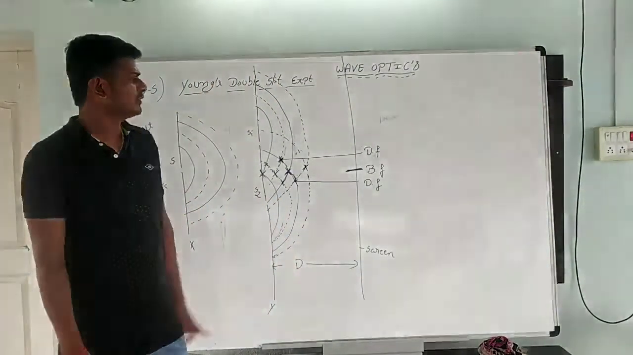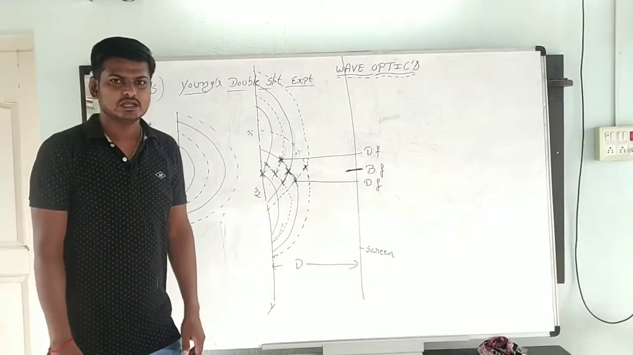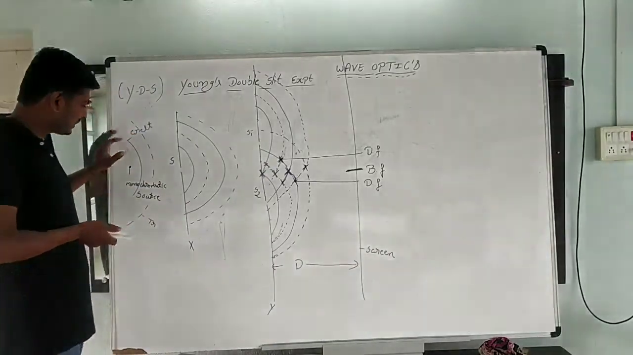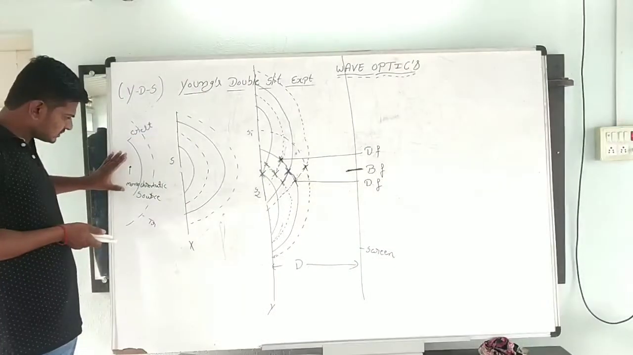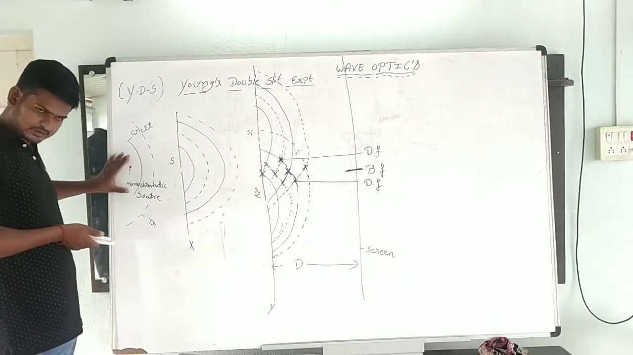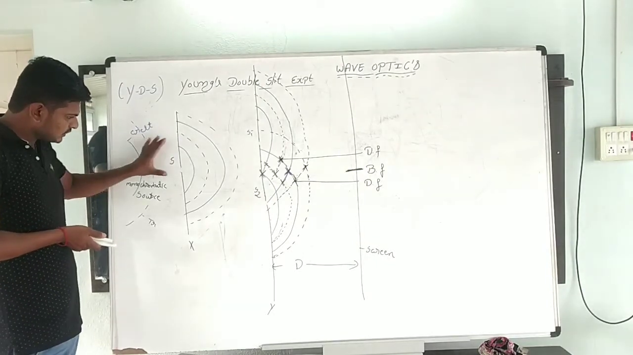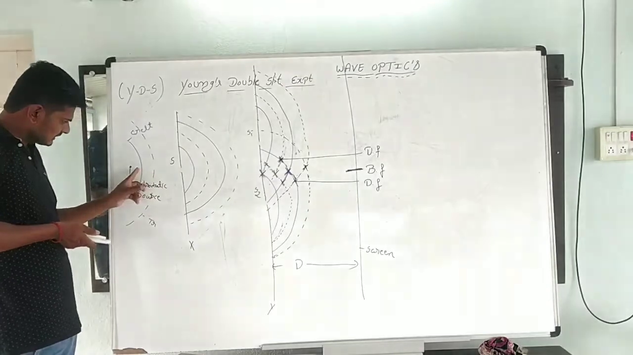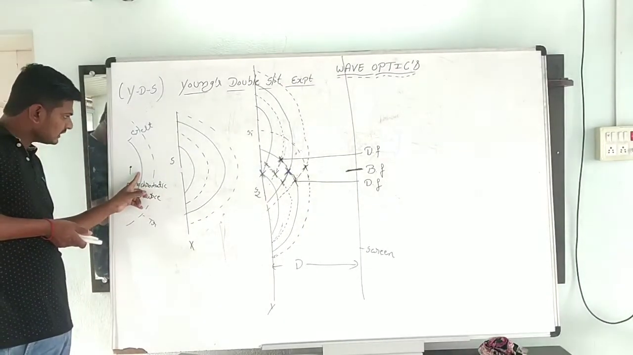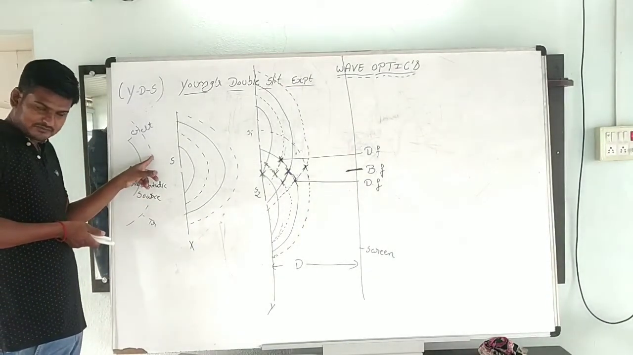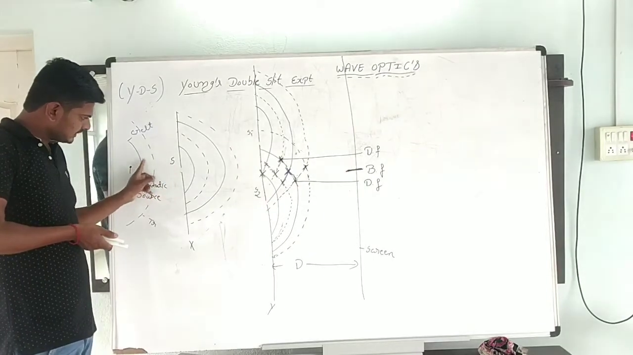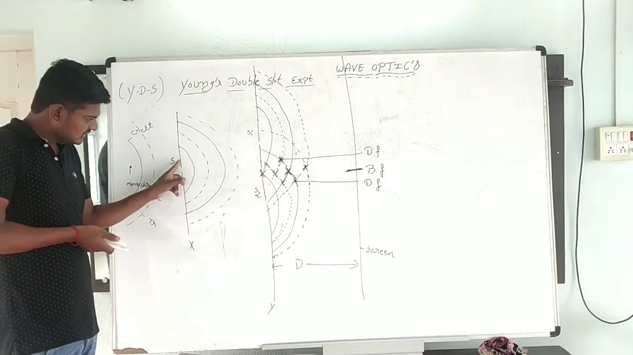That one was experimentally observed by Thomas Young. Simple experimental setup: he took a monochromatic source. The light waves emitted from the monochromatic source are made to fall on a single slit screen X. Here the thick line is crest and the dotted line is trough.